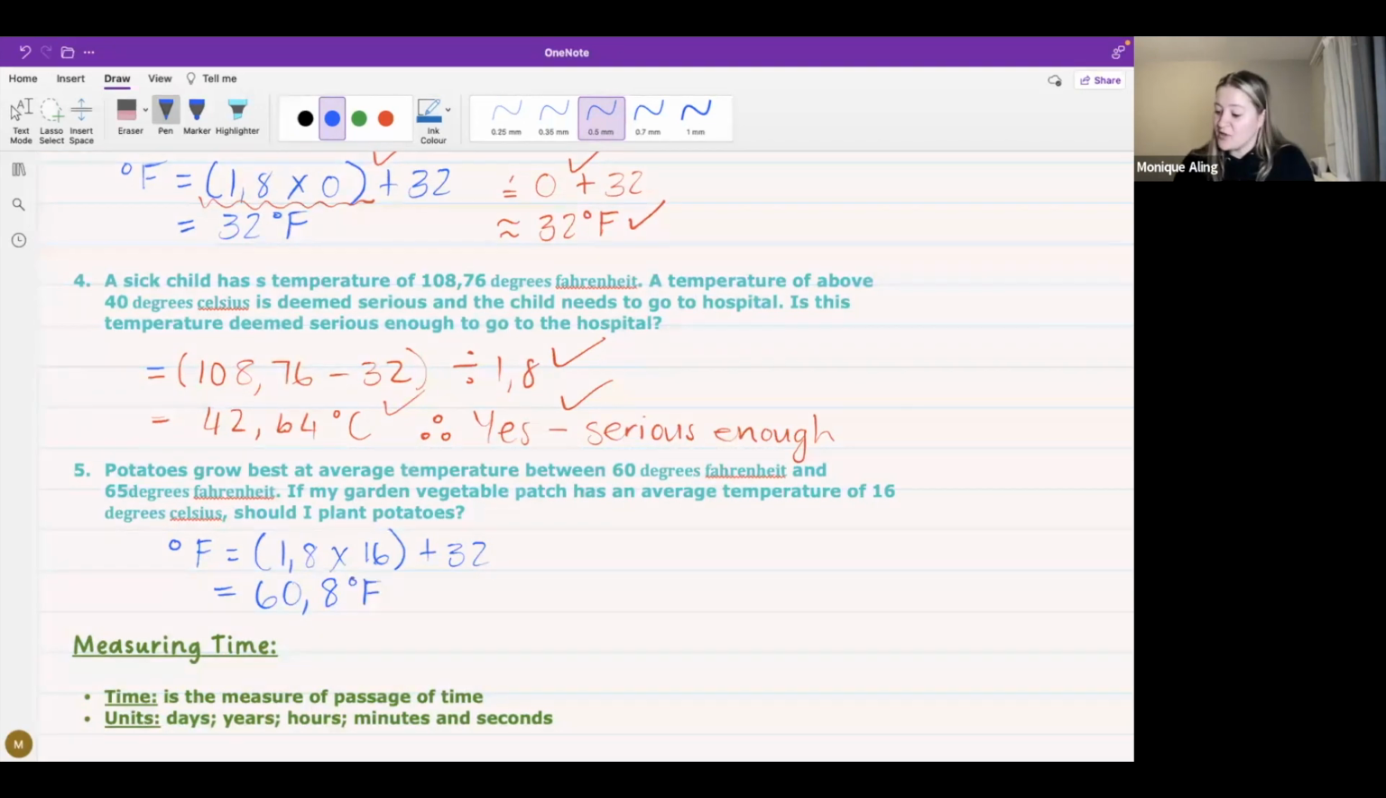And we need to answer the question, should I plant potatoes? Does that fall within the range? Yes, it does. So yes, good time. Or yes, you should. Again, at least 3 marks for that question. Calculation, answer, and your final answer.